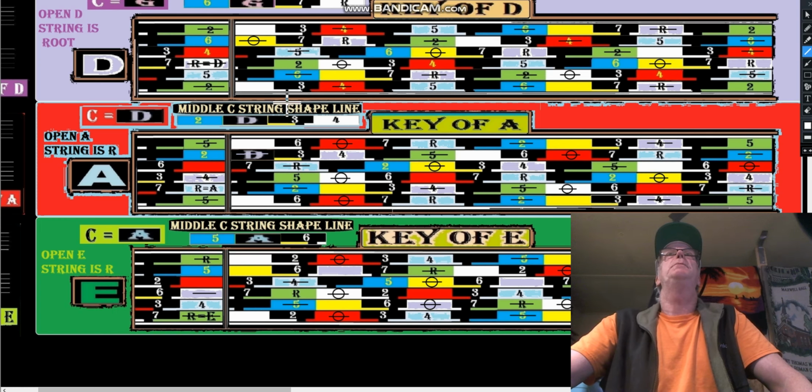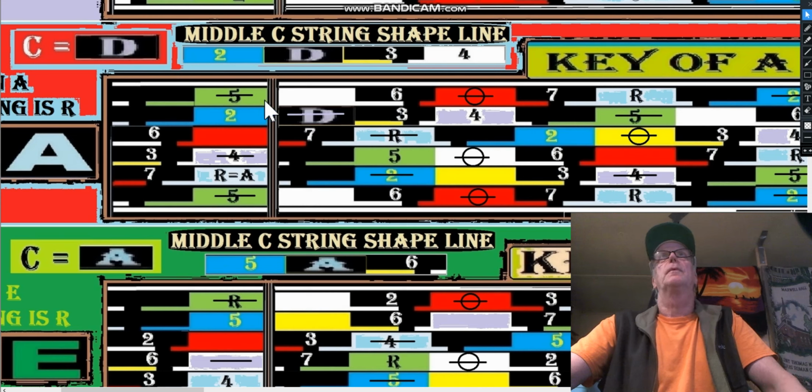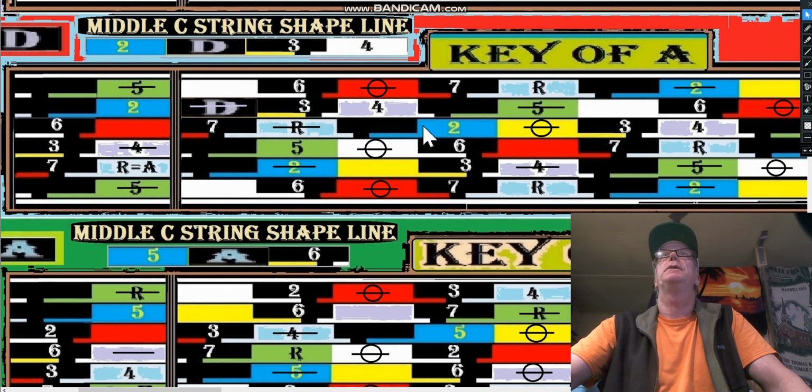So what I'm saying here is the middle C string shape in the key of A is going to be 2, 3, 4, where middle C equals D, the D sign right there. So in the case of the key of A, here's the D. It's kind of silly, but the middle string shape would be 2, 3, 4. So anything above the 2, 3, 4 string shape would be in the upper clef. Anything below the 2, 3, 4 string shape would be in the lower clef.